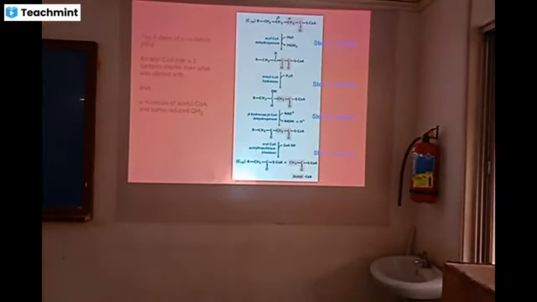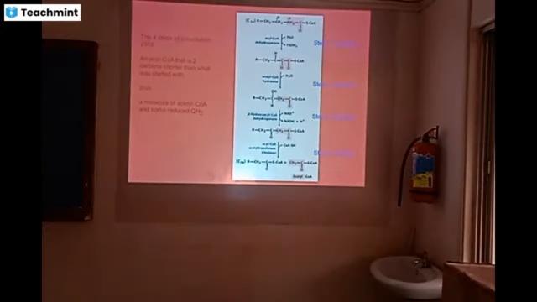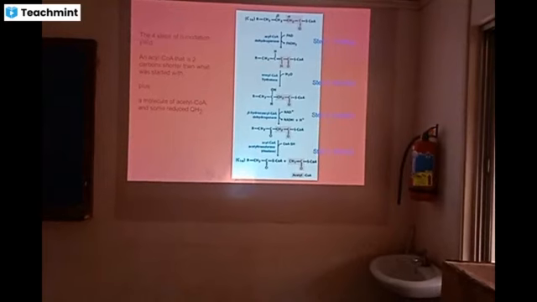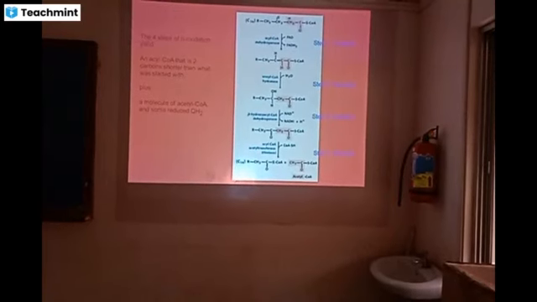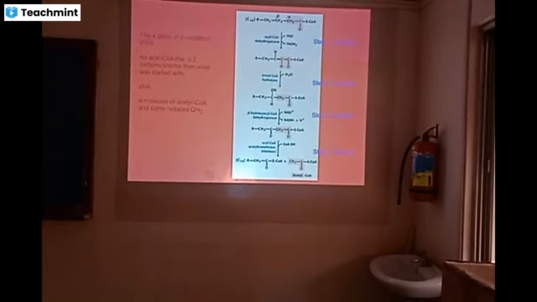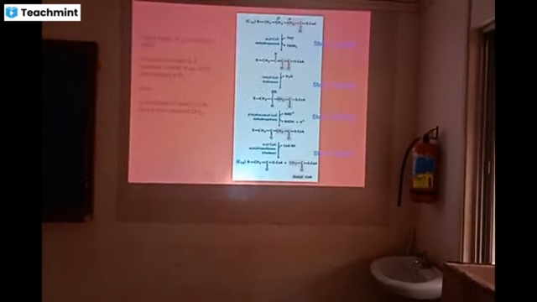Now, these are some steps for beta oxidation of fatty acid. This is a general example, the example of palmitic acid having 16 carbon atoms. Is it visible clearly? No, sir. It is blurry.